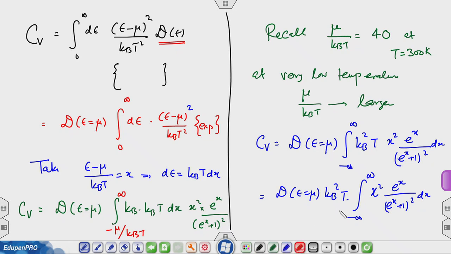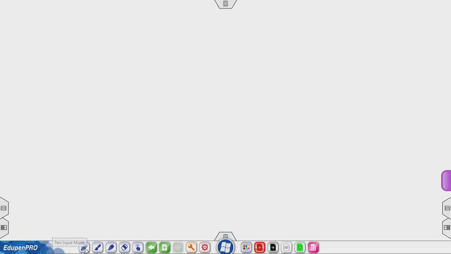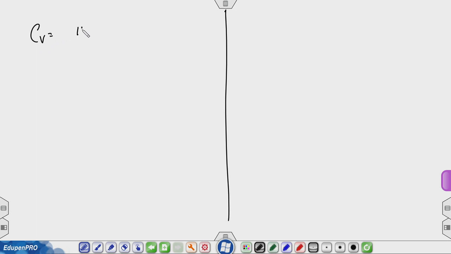And this integral value is pi squared over 3. Please go and look up how this integral is done. It's very interesting. You take e^x out and then expand it, and it's an even integral, and then you get a series, and that you integrate. In any case, what you get now is that Cv is equal to pi squared over 3 D at epsilon equals mu kB² T.